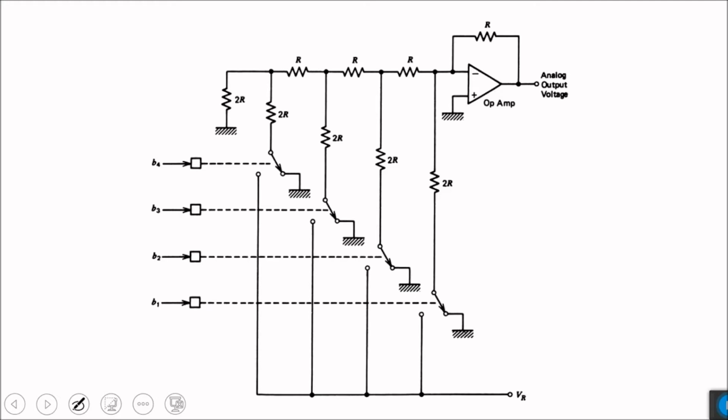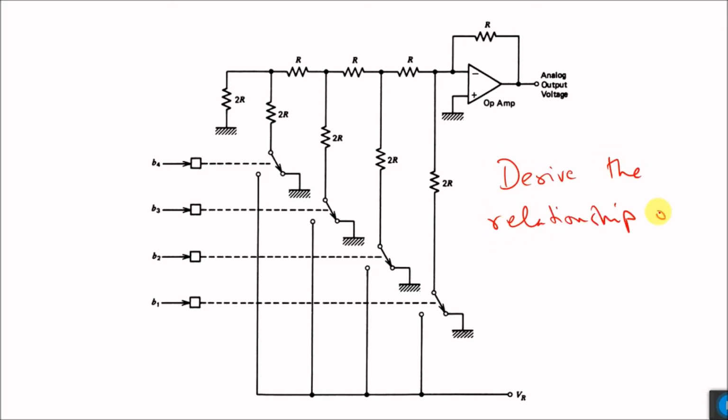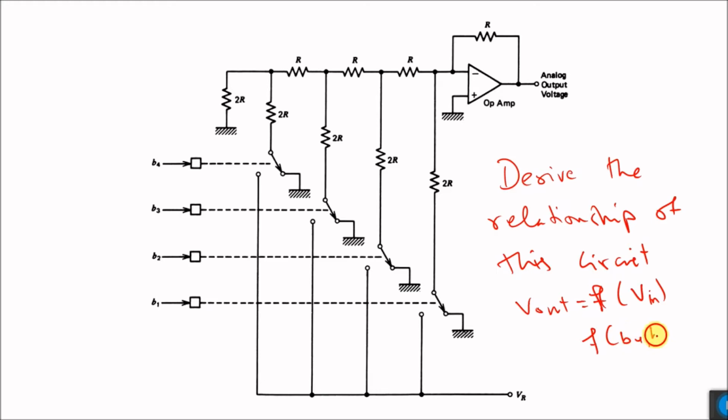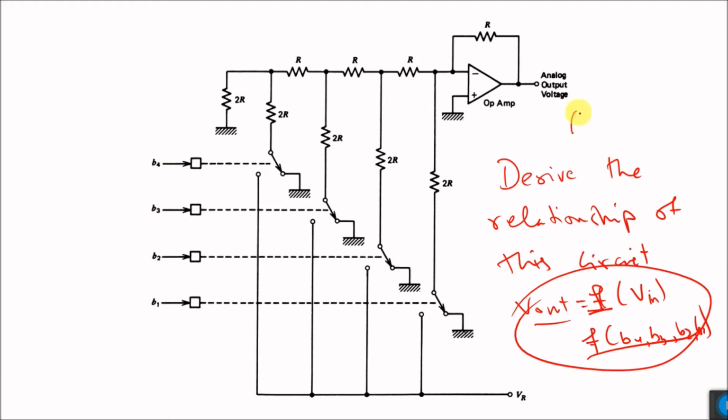So what you have to do is derive the relationship of this circuit: V out is equal to f of V ins, that is, a function of B4, B3, B2 and B1. So what is the actual relationship? What is this function between V out and V ins, that are B1, 2, 3 and 4? So that is your assignment number 4.